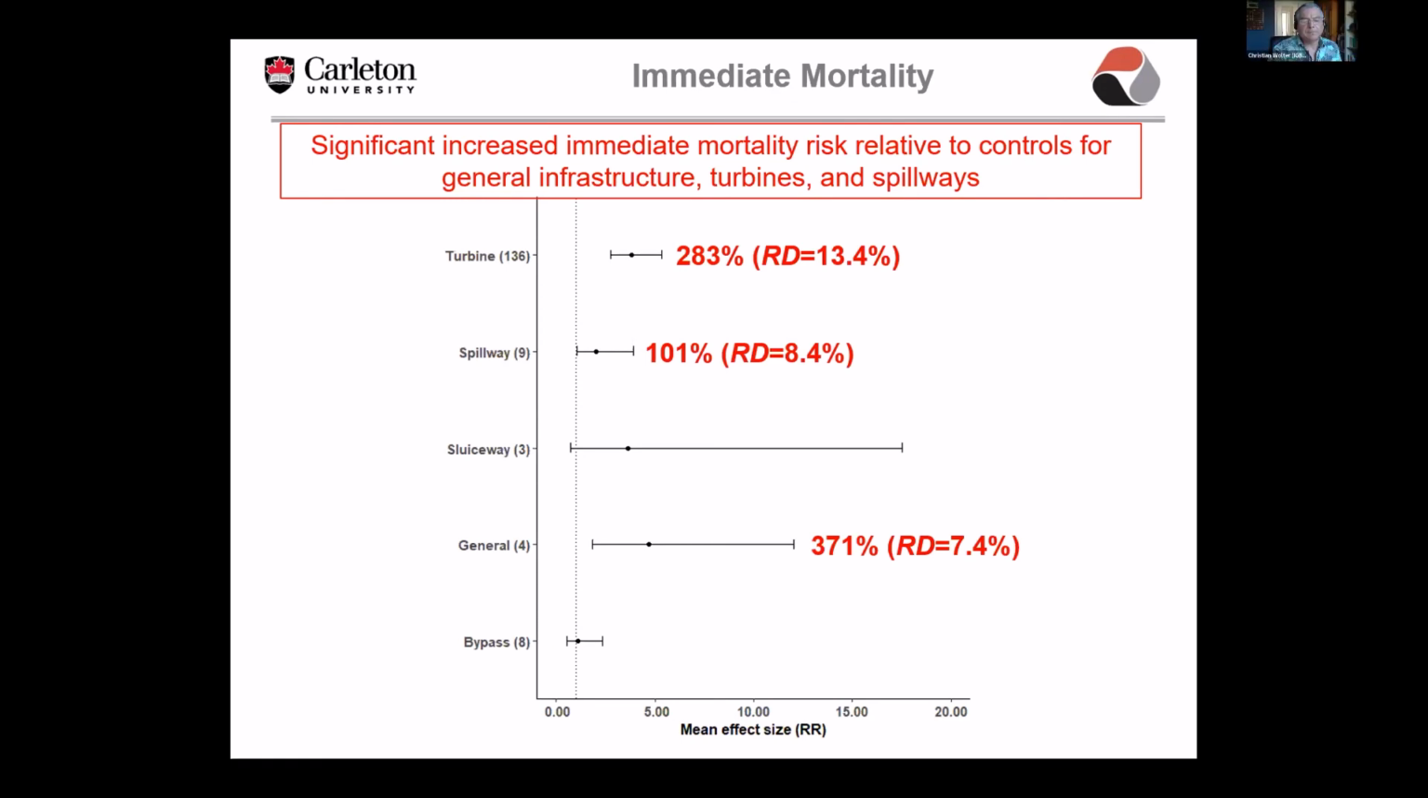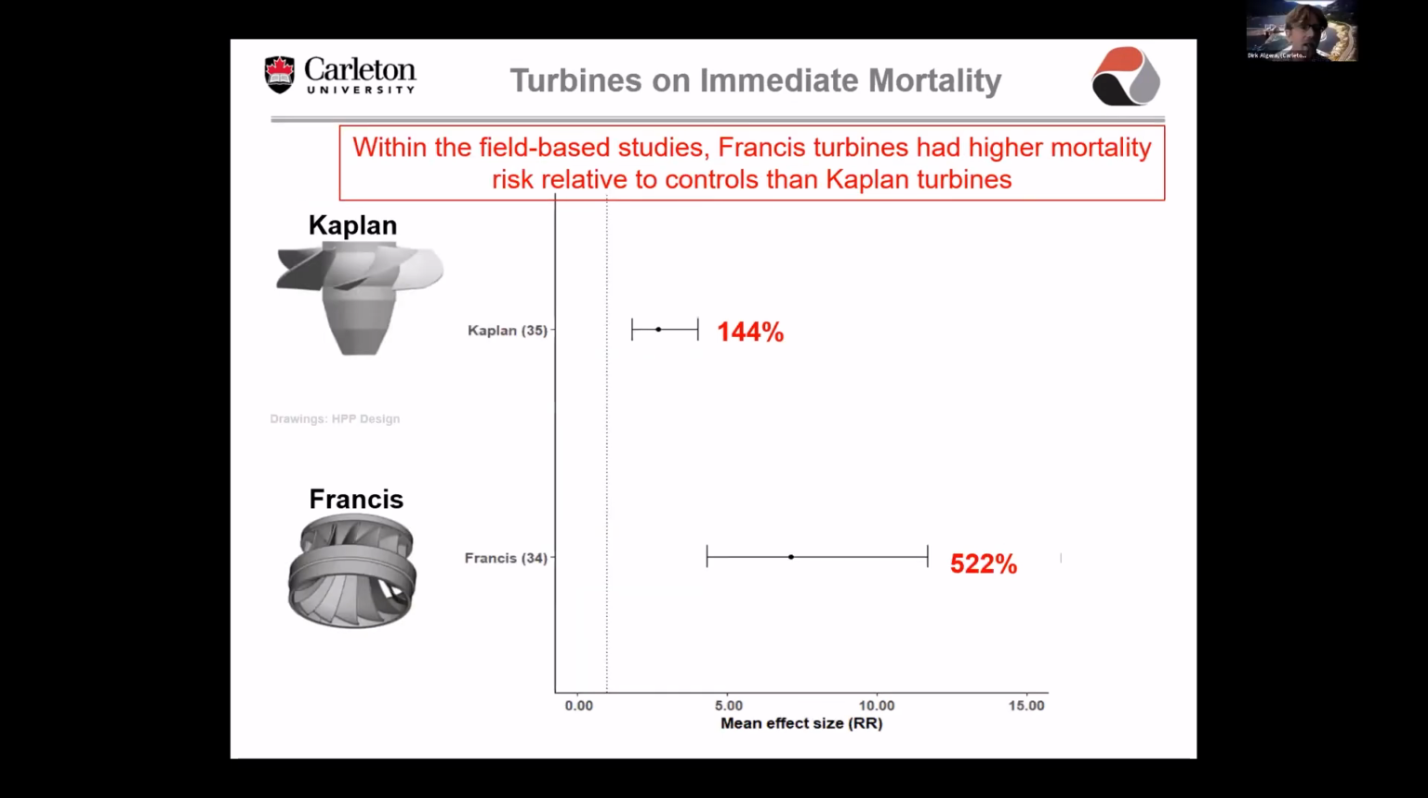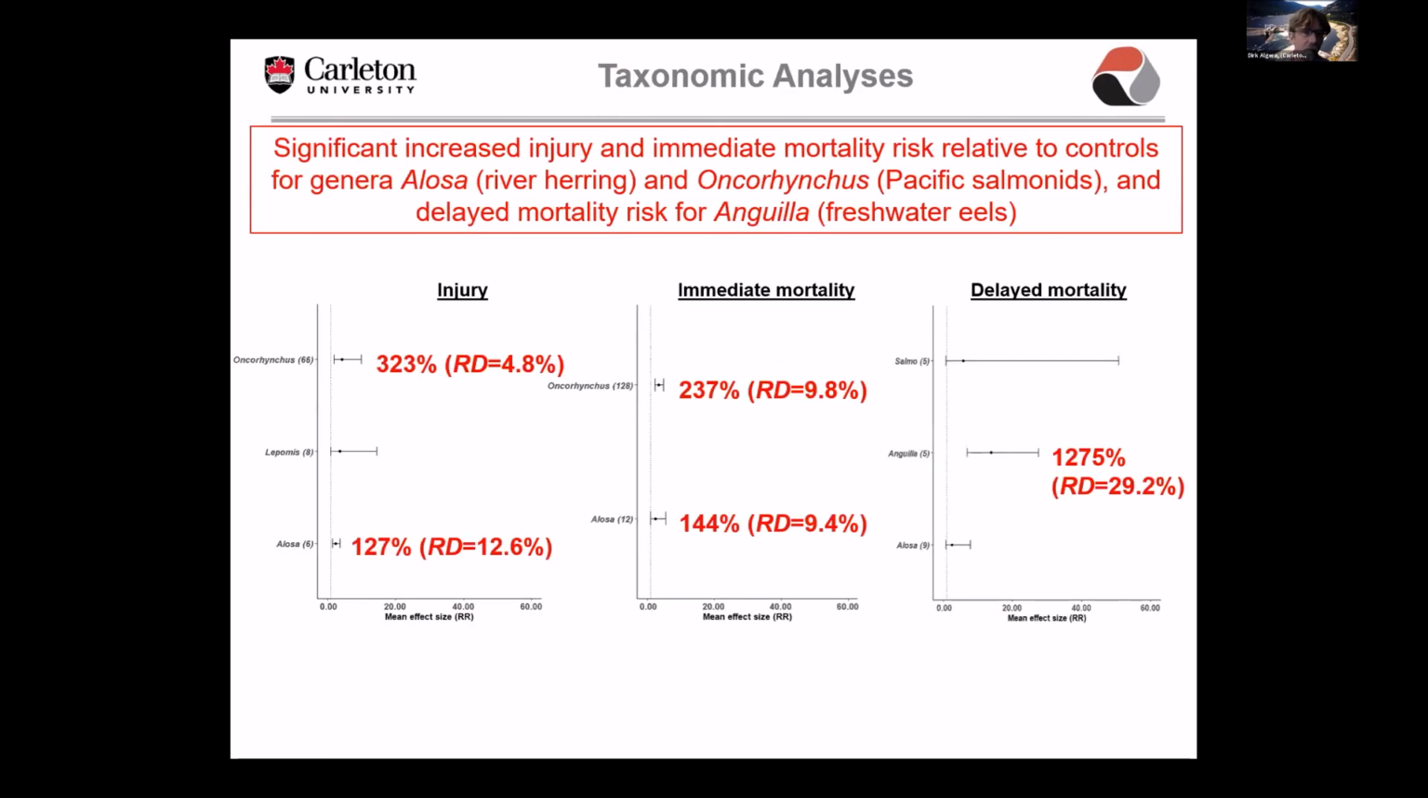Within field studies, we found that Francis turbines had a much higher immediate mortality risk than Kaplan turbines. And we did conduct a taxonomic analysis and found that there was significantly increased injury and immediate mortality risk relative to controls for river herring and Pacific salmonids, and a delayed mortality risk for freshwater eels.